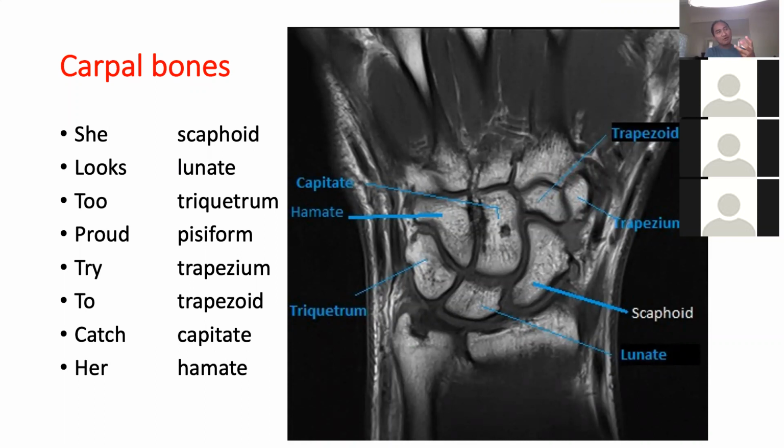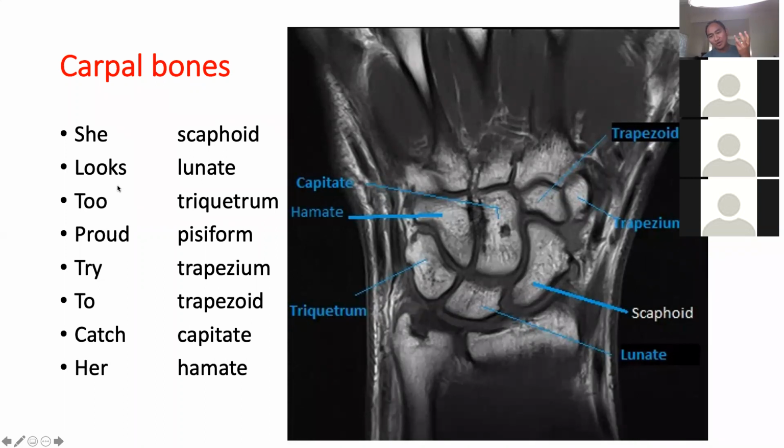I show an MRI scan because it is easier, it is more human. This is the lower end of the radius. This is the lower end of the ulna. These are 2 carpal rows, and these are the metacarpals of the hand. So as I say, 8 bones arranged in 2 rows: 4 for the first row, another 4 for the second row.